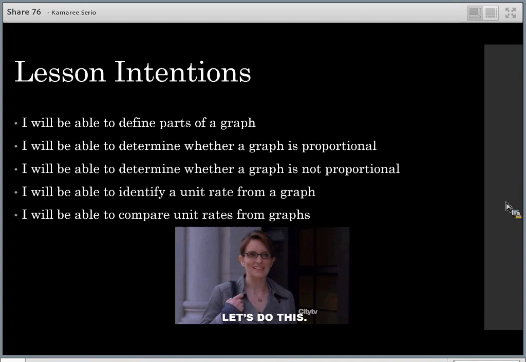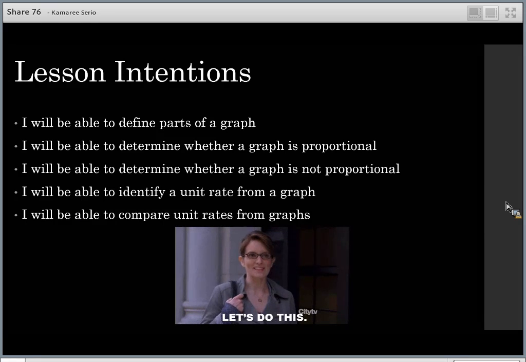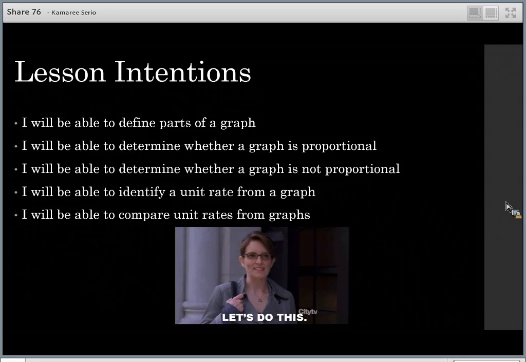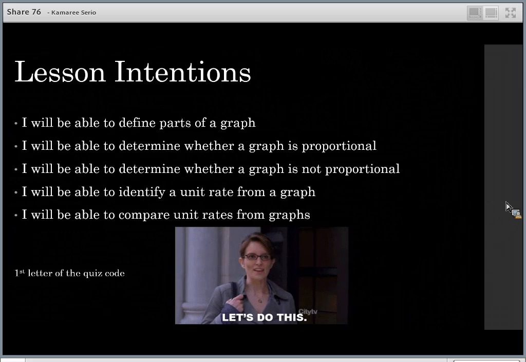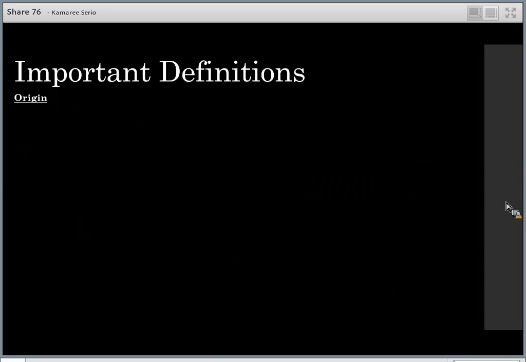Okay. So our lesson intentions today are to define parts of a graph, determine whether a graph is proportional or not proportional, be able to identify unit rates from graphs, and compare two unit rates from graphs. And the first letter of the quiz code is A as in apple. A as in apple. All quiz codes are going to be lowercase, so there are no capitals, it's all lowercase letters. So A as in apple is the first one.